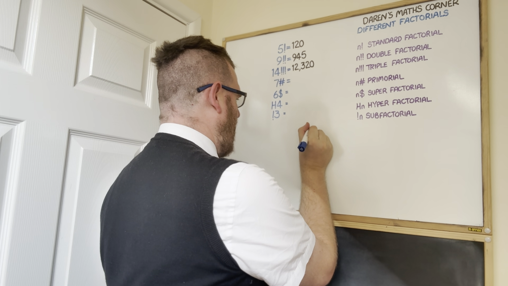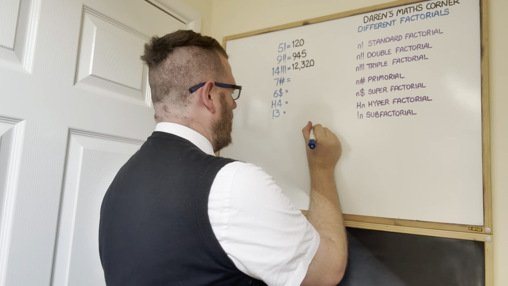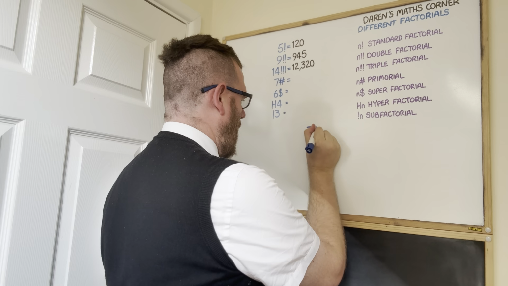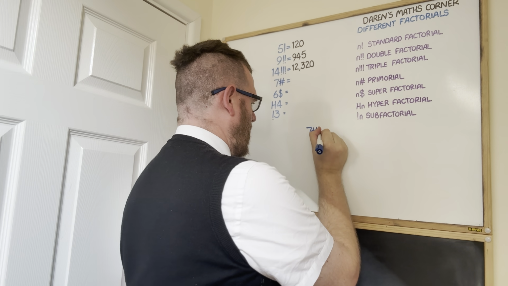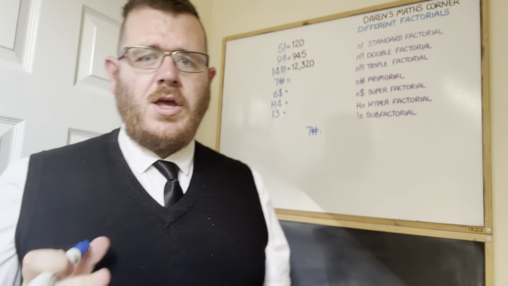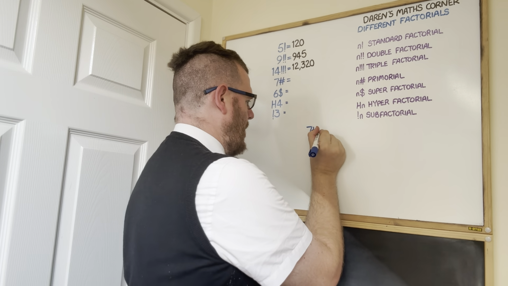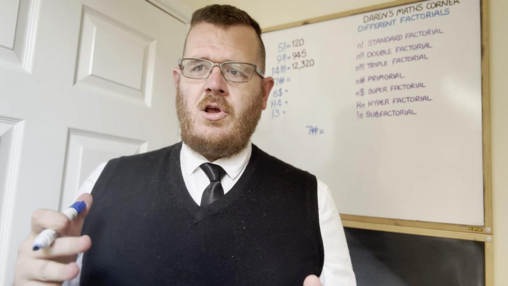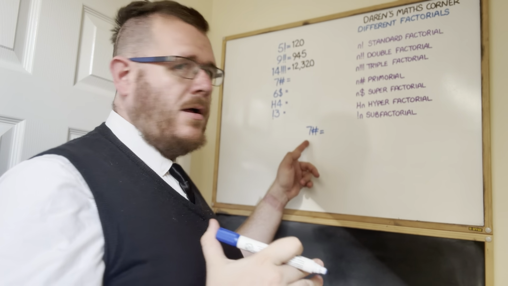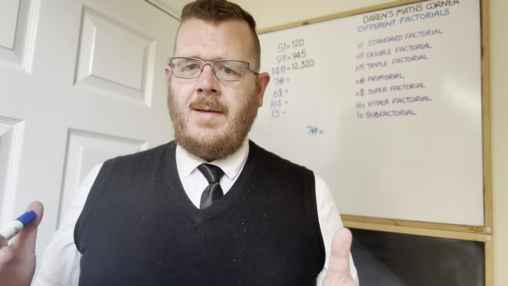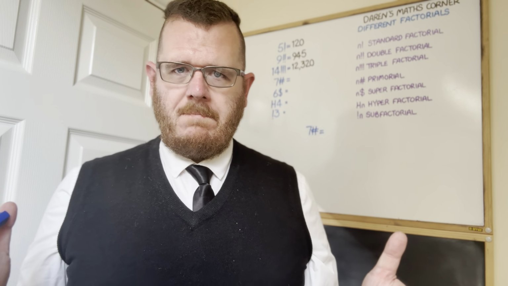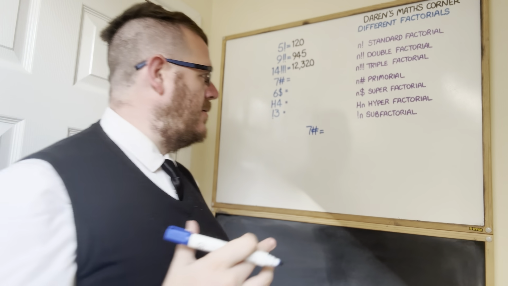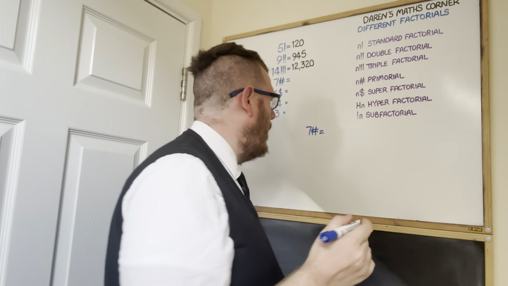So let's go for 7. It's the first number that came to my mind when I was thinking of a prime number. And then what you do, let me turn that into an equals. What you do here is you multiply that number by any prime numbers leading up to it or leading away from it.